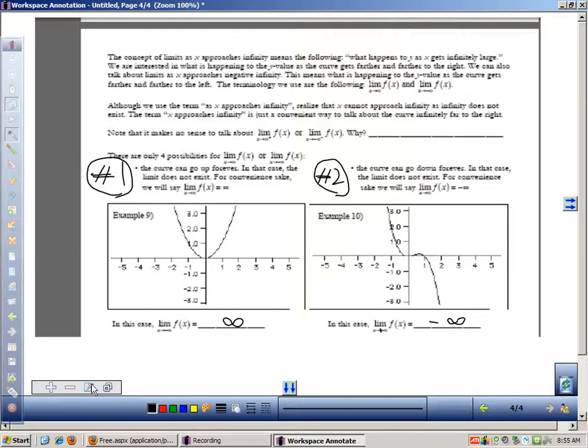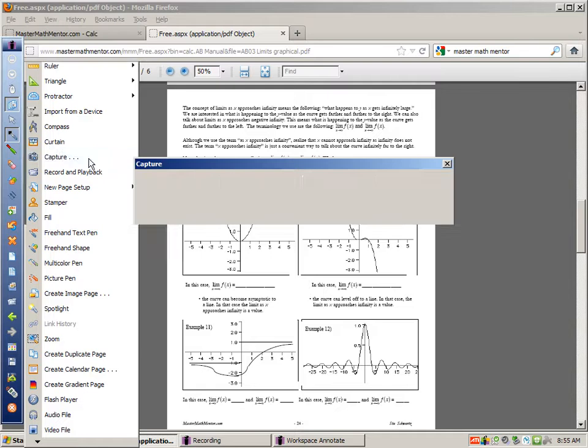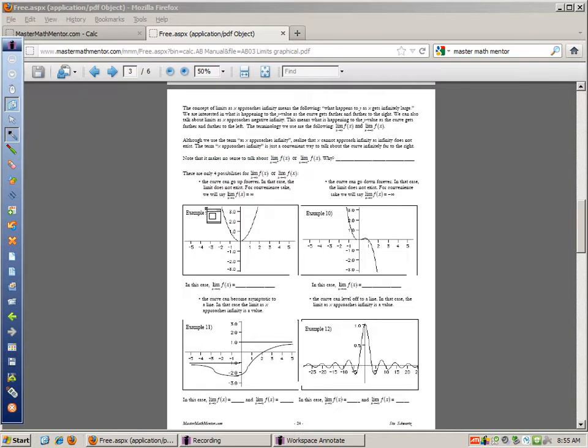Our next 2 possibilities are, we talked about these when we worked with rational functions before, that we have some kind of asymptote.